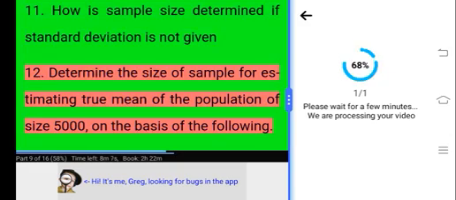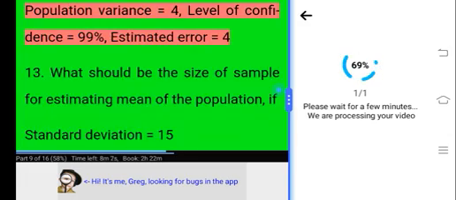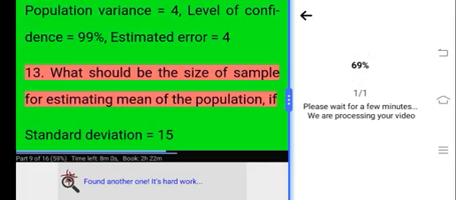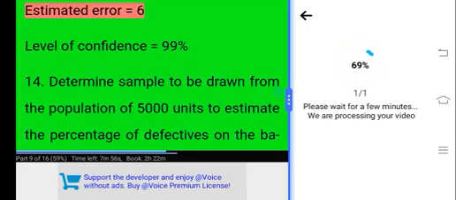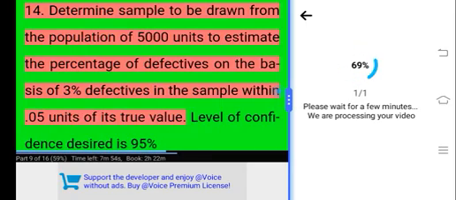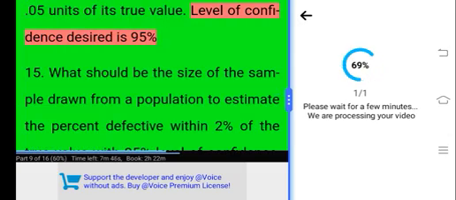12. Determine the size of sample for estimating the true mean of a population of size 5,000, on the basis of the following: population variance equals 4, level of confidence equals 99%, estimated error equals 4. 13. What would be the size of sample for estimating the mean of the population if standard deviation equals 15, estimated error equals 6, level of confidence equals 99%. 14. Determine the sample size for a population of 5,000 units to estimate the percentage of defectives on the basis of 3% defectives in the sample, within 0.05 units of its true value. Level of confidence desired is 95%. 15.